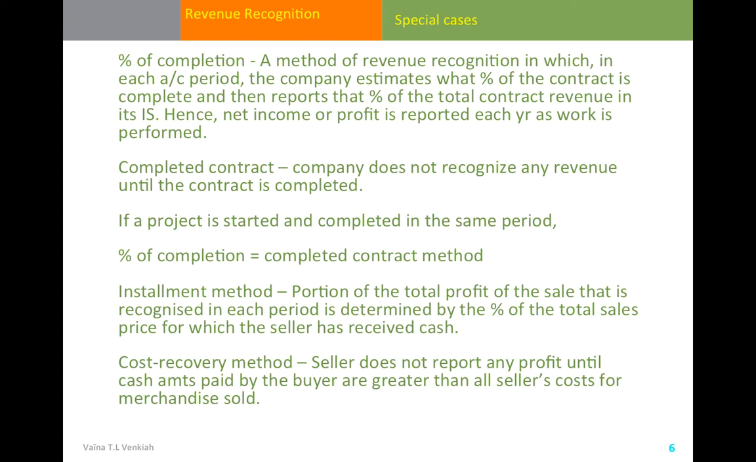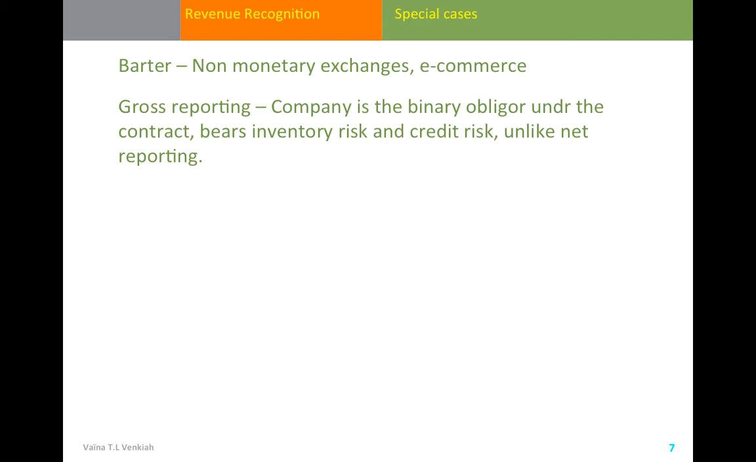The installment method is a portion of the total profit of the sale that is recognized in each period, determined by the percentage of the total sales price for which the seller has received cash. Cost recovery method, the seller does not report any profit until cash amounts paid by the buyer are greater than all the seller's costs for merchandise sold.